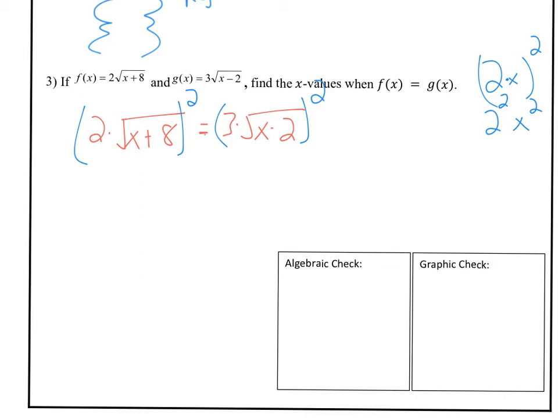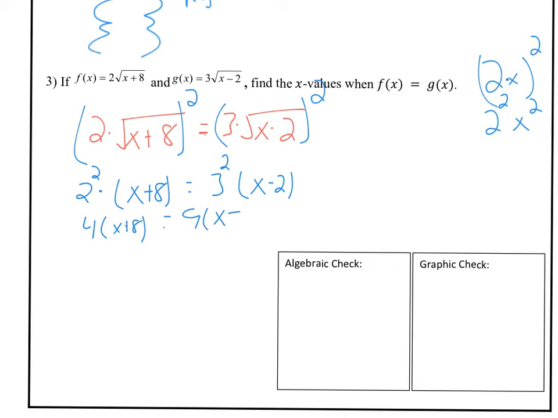So let's square it. So we end up with 2 squared times, well, the square root and the squared cancel. I'm going to put an x plus 8. On the right-hand side, we end up with 3 squared, and again, the square root and the squared cancel, so we're left with x minus 2. And I probably should have squared it out, so it's 4 times x plus 8 and 9 times x minus 2. Okay. So we've got to solve it.